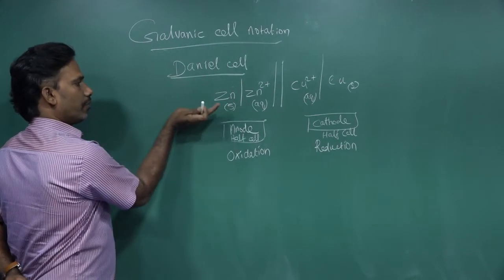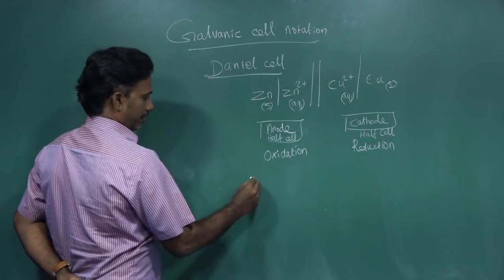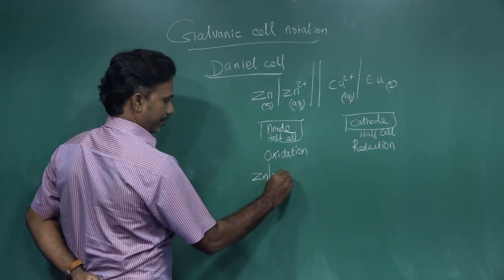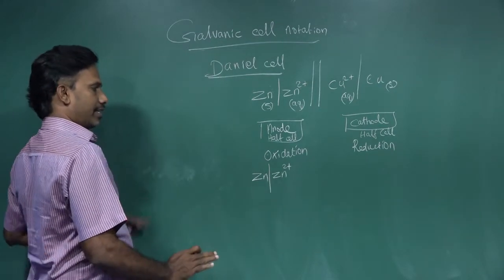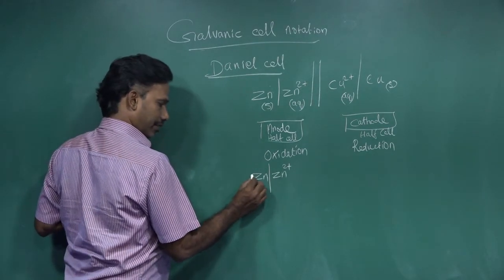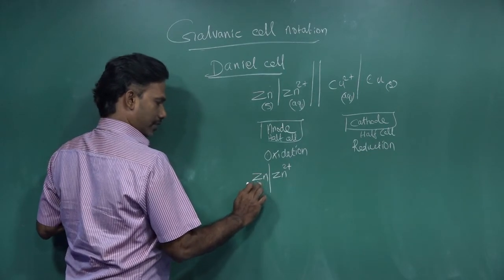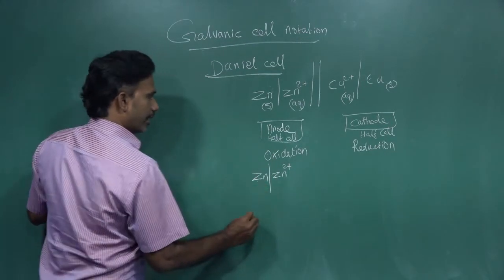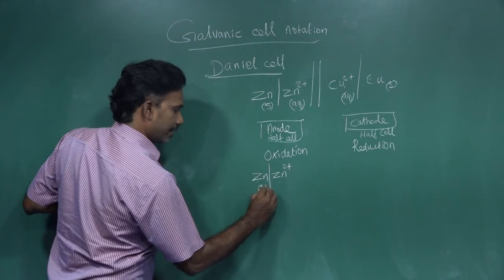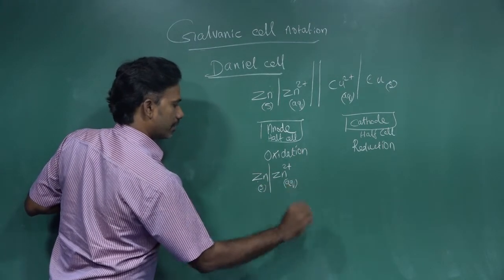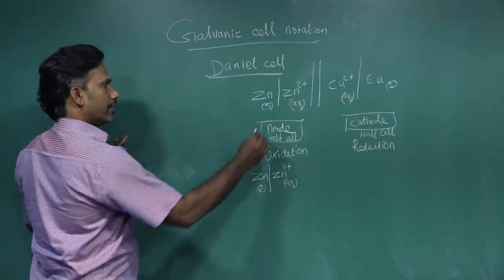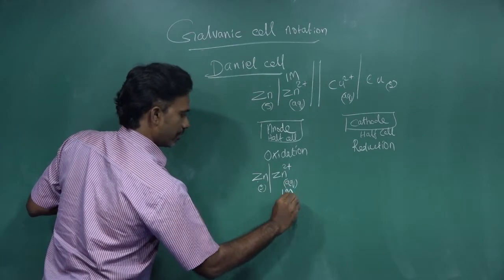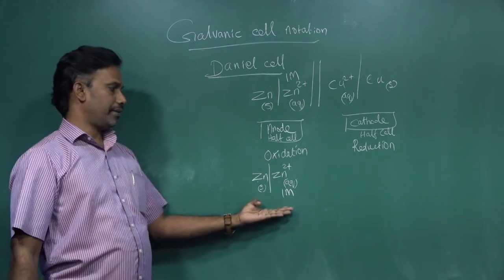So how can we write this? First of all, the metal, then the metallic ion. At the oxidation side, the anode compartment, you have to write first the metal, that is the zinc electrode, then the electrolytic solution in ionic form, Zn2+. Then you have to mention the state: zinc is solid, and the electrolytic solution is aqueous. Then you can mention the concentration of the aqueous solution, for example 1 molar. This is the anode side of the cell.